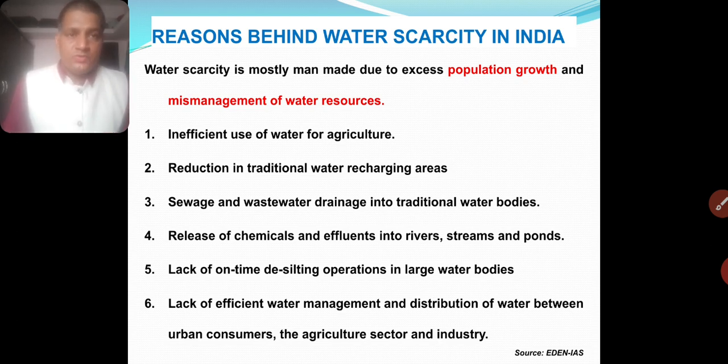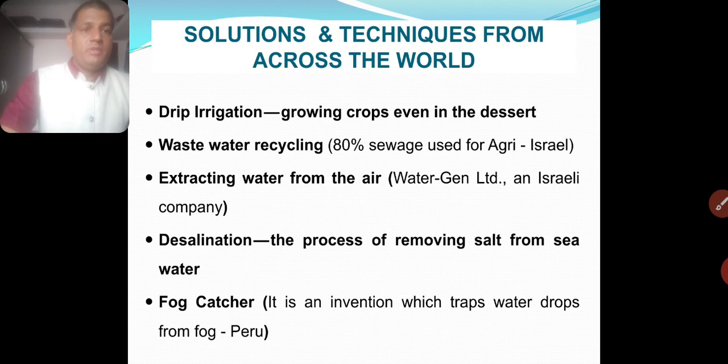Similarly, inefficient use of water for agriculture, reduction in traditional water recharge, sewage and wastewater drainage into traditional water bodies, because of this most of the water is contaminated. Release of chemicals and effluents from industry is also contaminating the resources. Lack of on-time desilting operation in the large water bodies, lack of efficient water management and distribution between urban consumers, the agriculture sector and industry. All these are the reasons for this water scarcity in India. So this is the main problem.